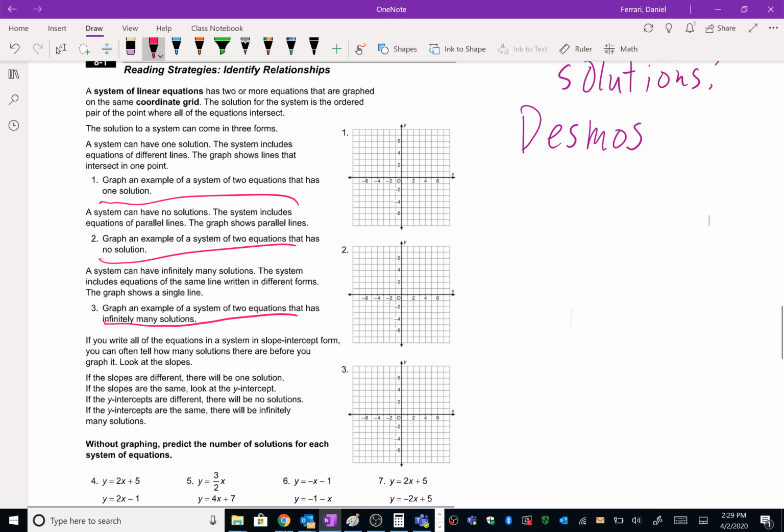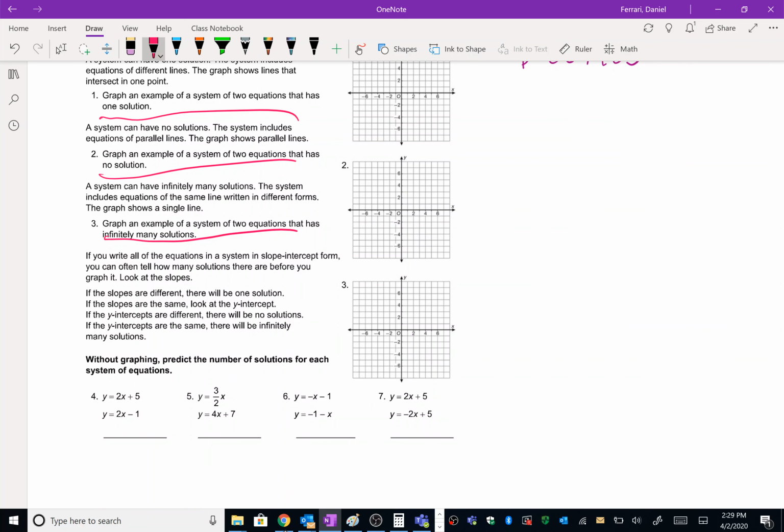Okay. In addition, when you're answering these problems down below, it wants you to predict the numbers without graphing. Okay. But after you've made your prediction, check to see if you got it right. Don't just make a prediction and then not check it, because the whole point of this is for you guys to check and see how you're doing.